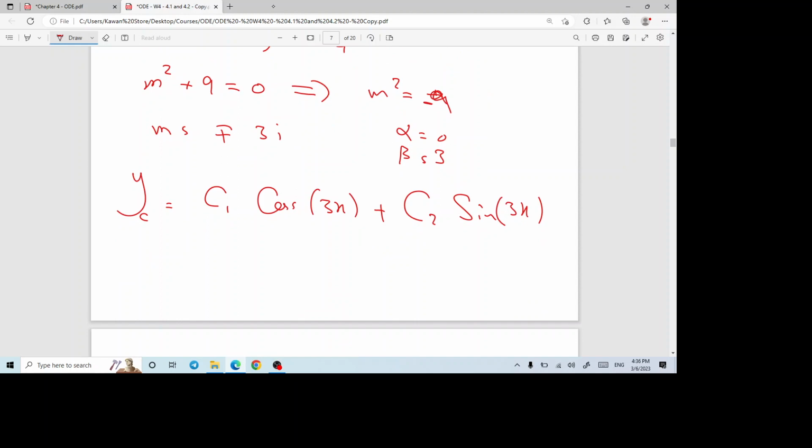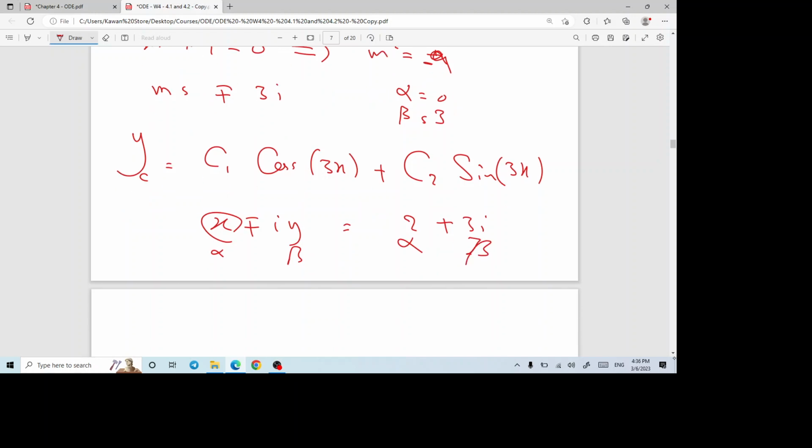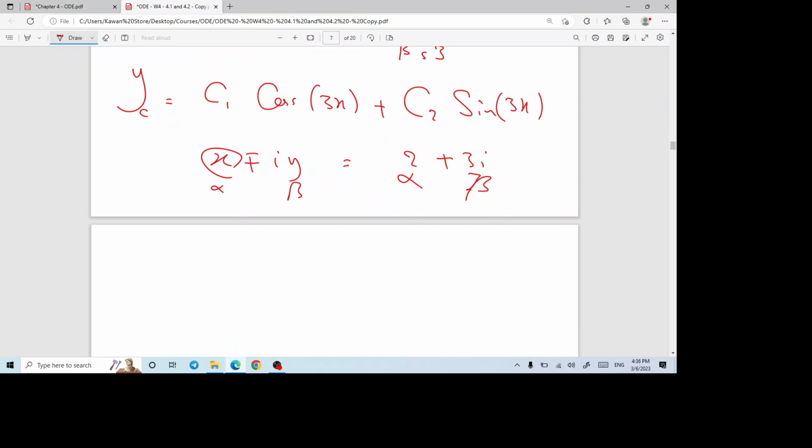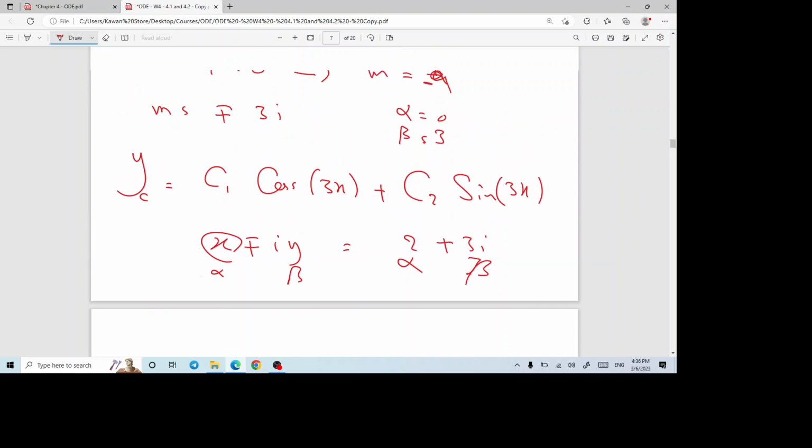Because if I have, for example, x plus iy or minus iy, here's alpha, here's beta. When I have 2 plus 3i, it means that alpha is 2, beta is 3. But when you have only i, alpha is 0. Understood? Good. Clear? Good, dears. Question?